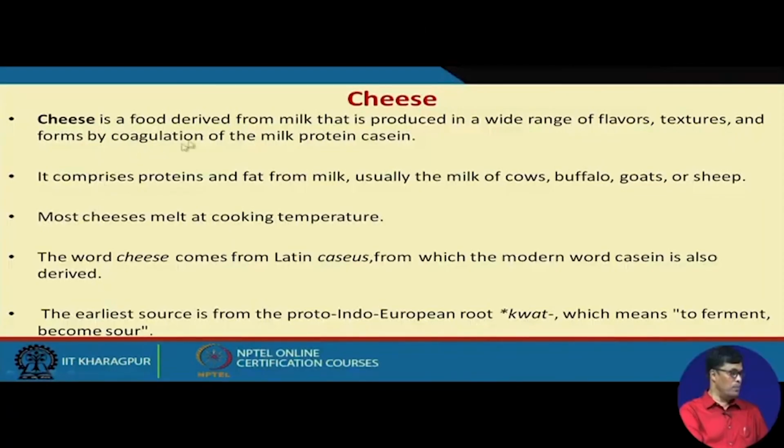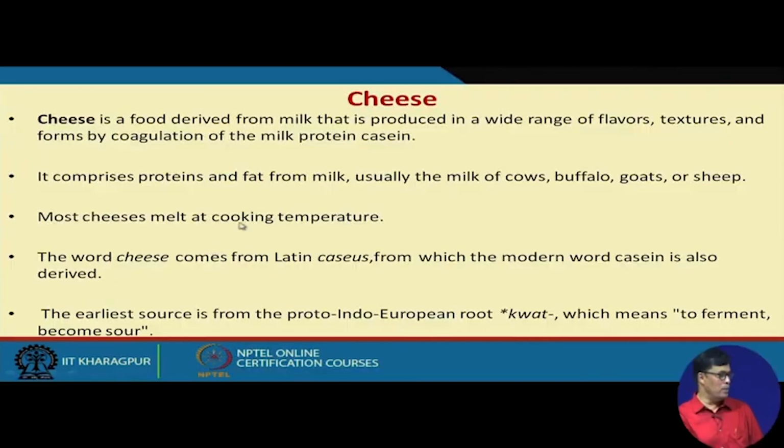Now cheese is a food derived from milk that is produced in a wide range of flavors, textures and forms by coagulation of the milk protein casein. It comprises protein and fat from milk, usually the milk of cow, buffalo, goat and sheep. The cheese may be of different colors. If you want a perfectly white color, we go for sheep milk. But usually in the case of cow milk and buffalo milk, sometimes we add some color in the cheese making process to give a yellow color. Most cheese melts at cooking temperature.